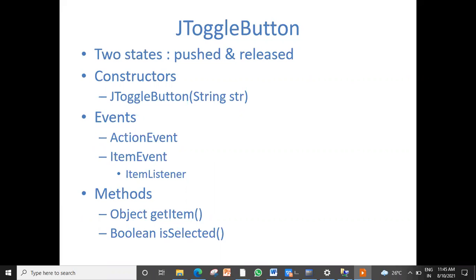What is the difference between get action command and get item? Little technical, but just to make you understand. Get action command will give you a string value. Name. Suppose if I say get action command on her, Isha's name will be written. But when I say get item, Isha herself will come to you. So get item will give you the object. Get action command will give you only the name or the caption basically.